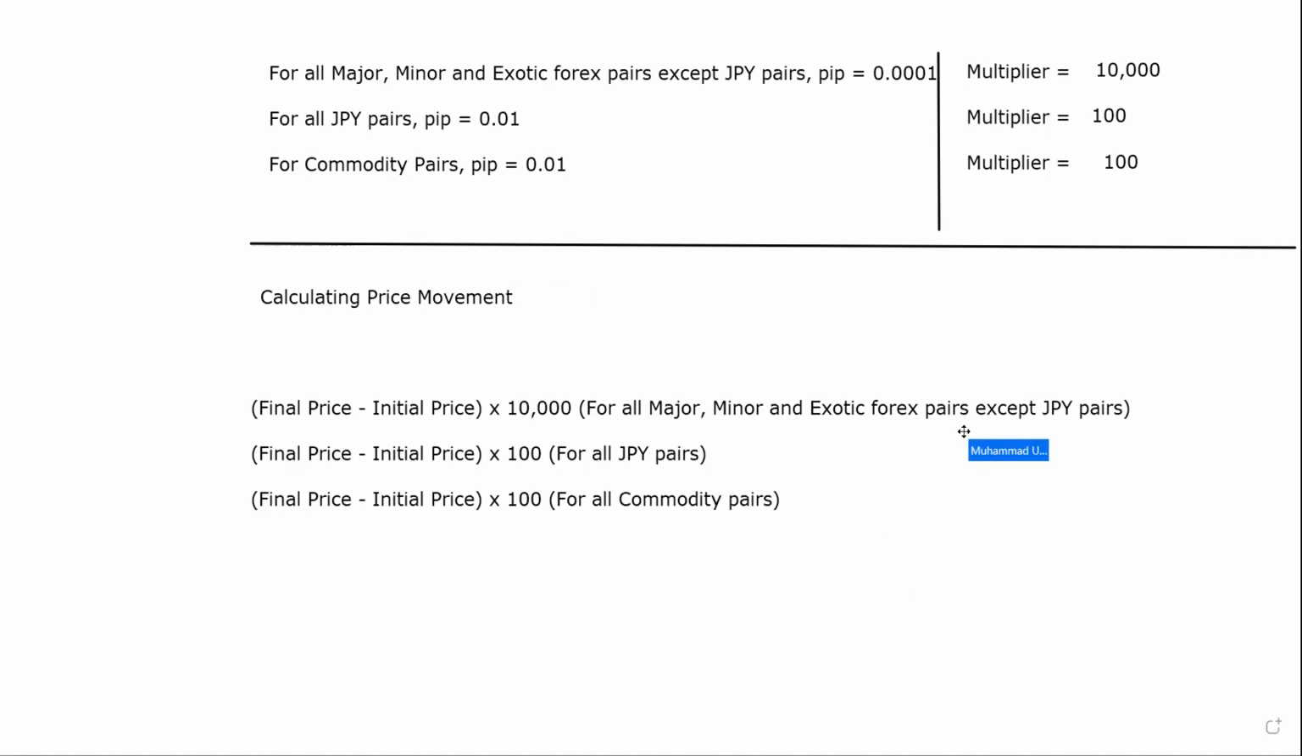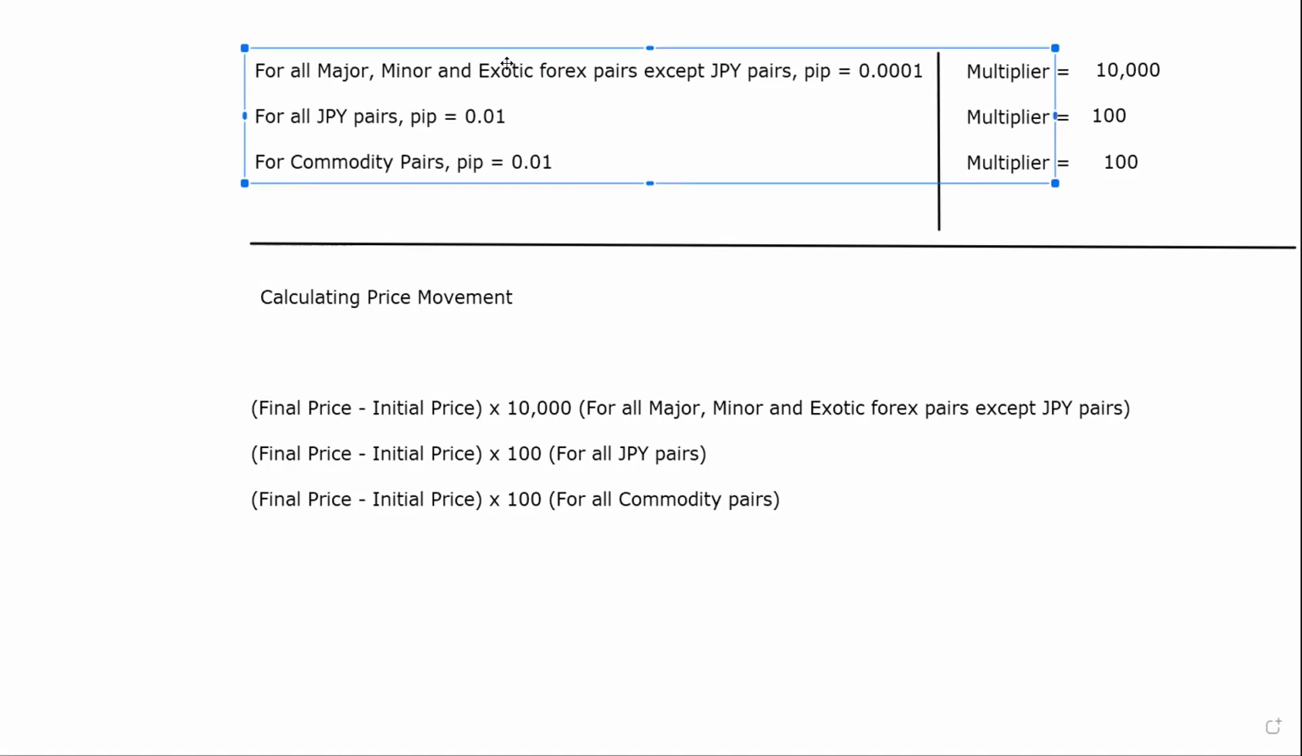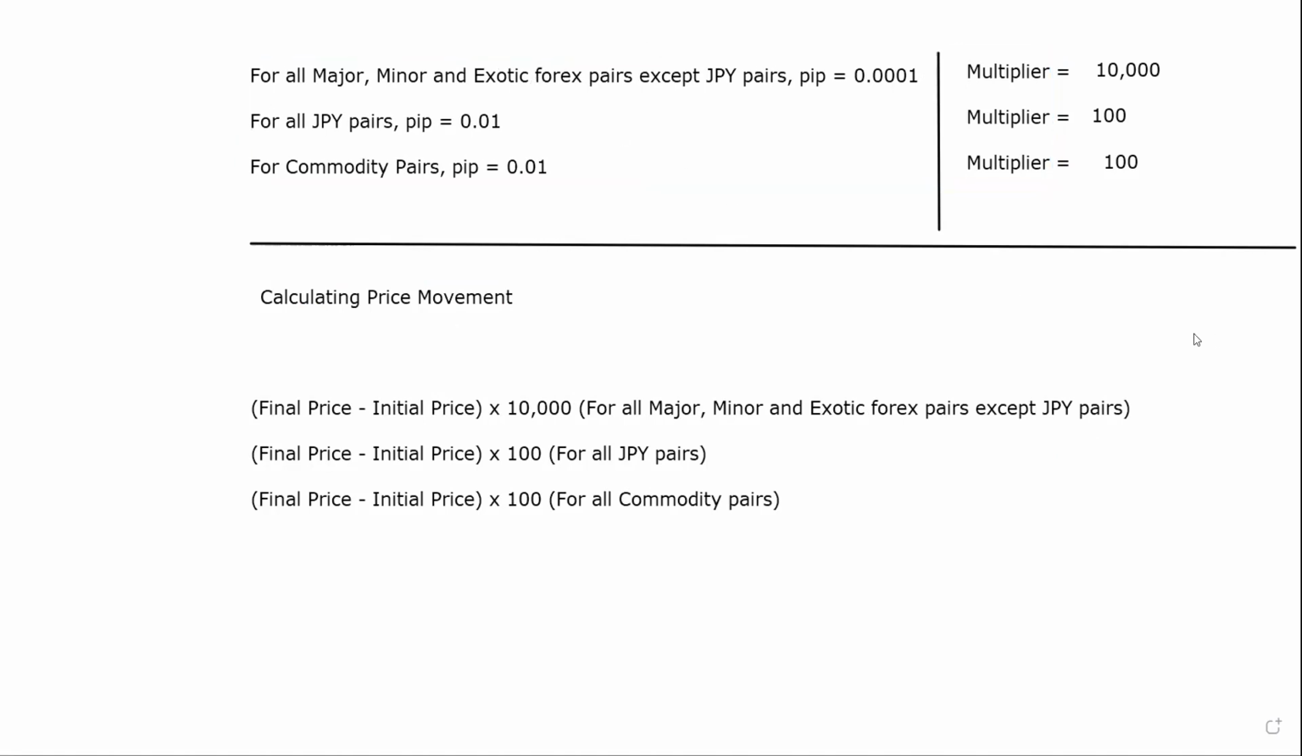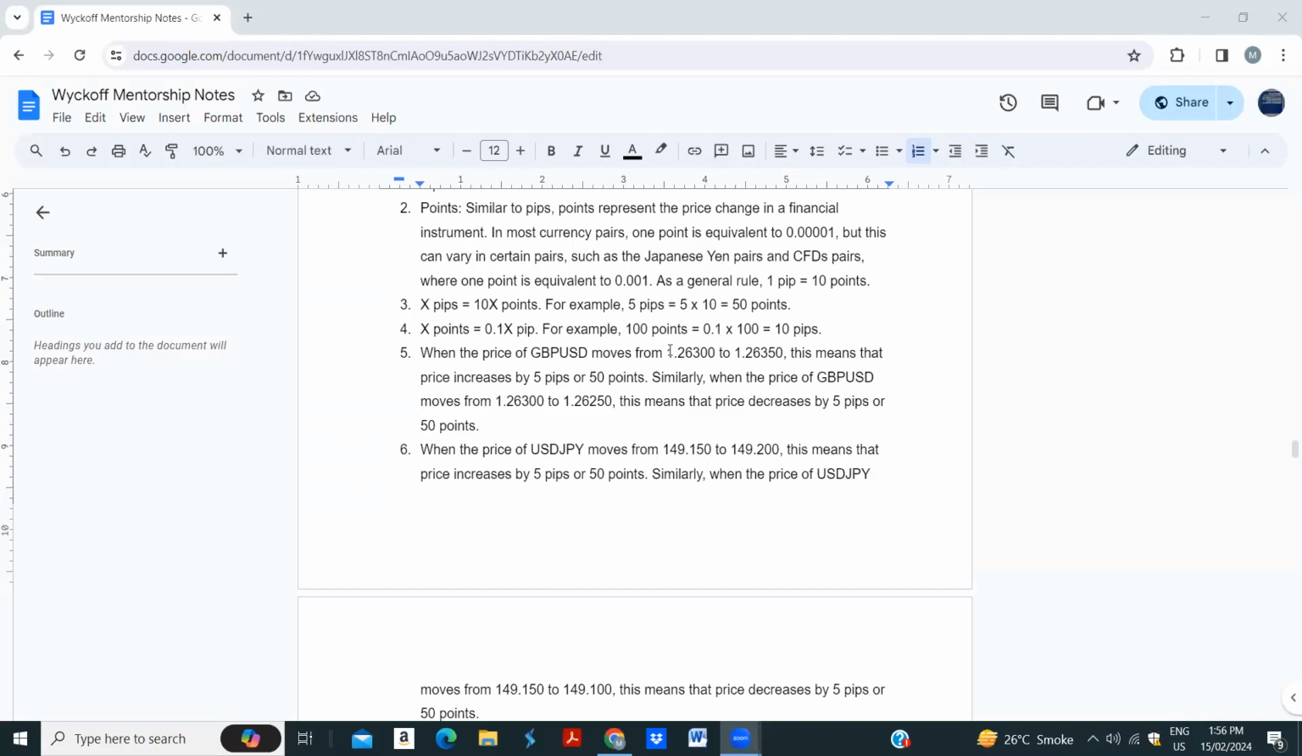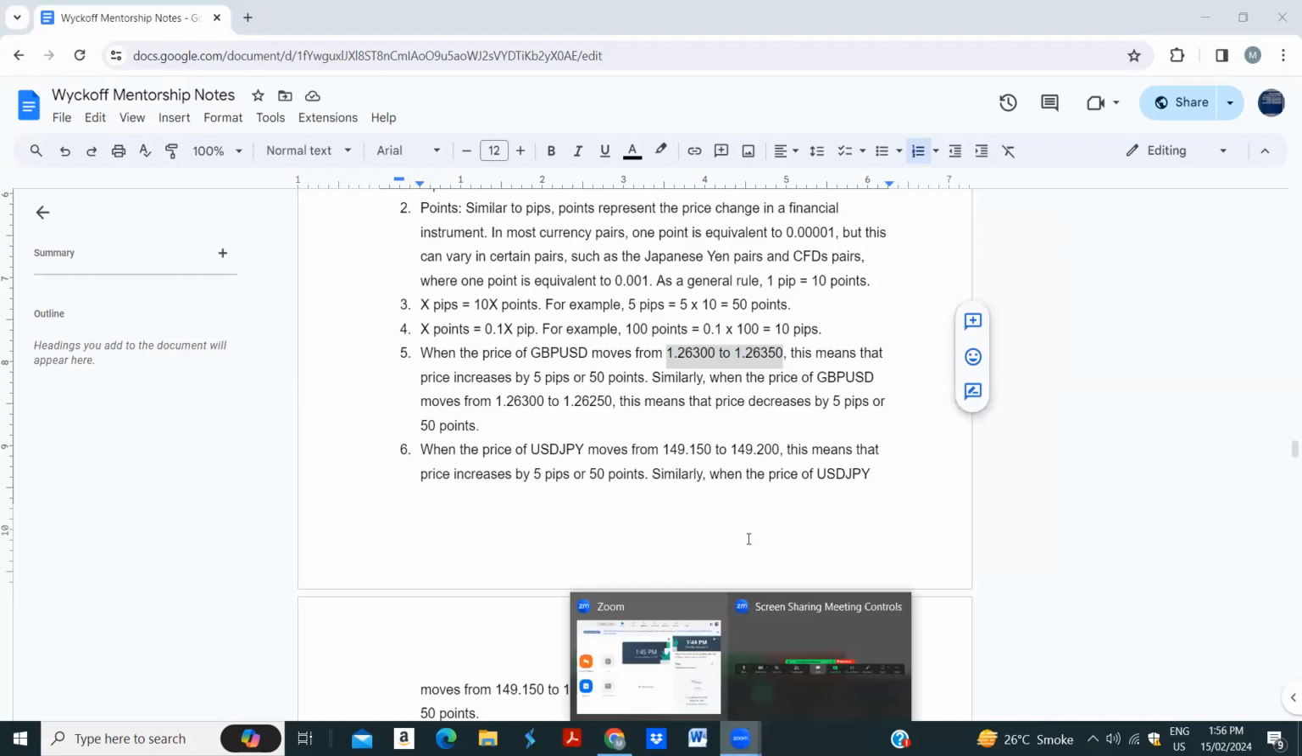All right. So now we're gonna do some real-time examples, just to make sure that everything is on track. So let me share the screen now, and we're gonna complete these calculations. So when the price of GBP moves from 1.26300 to 1.26350, we need to find out how many pips have been covered.